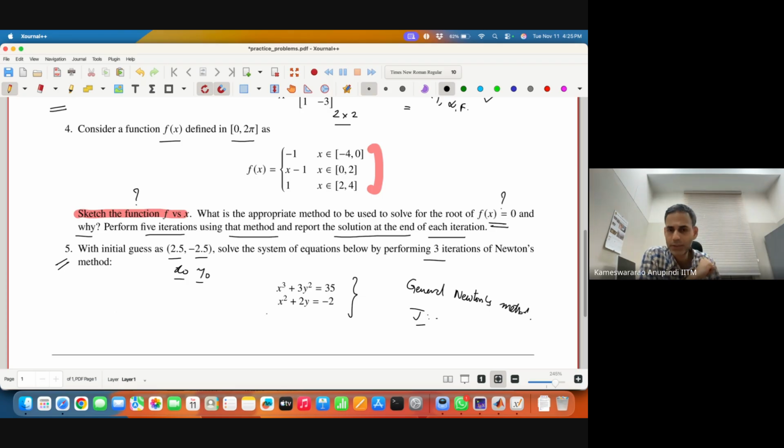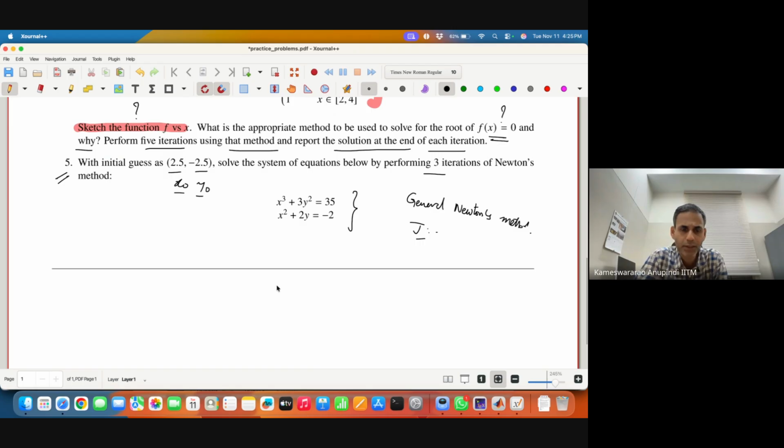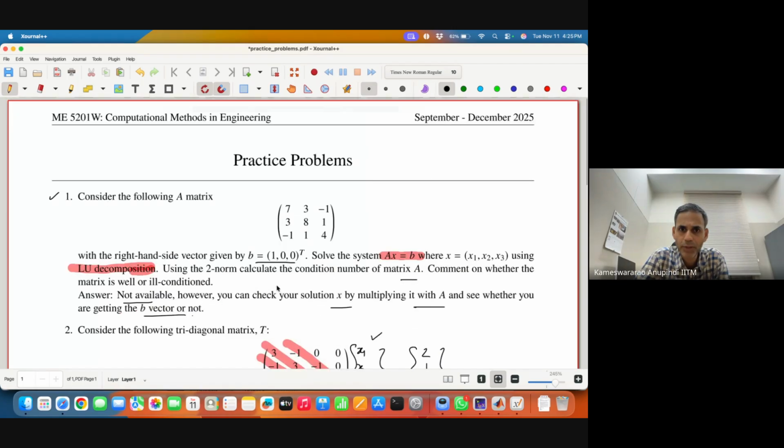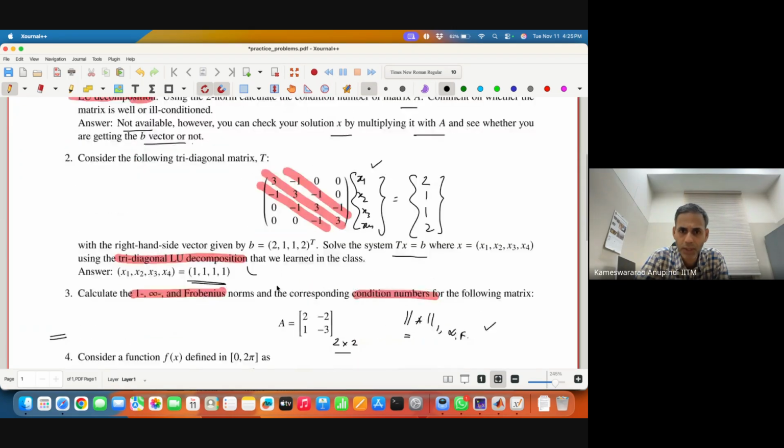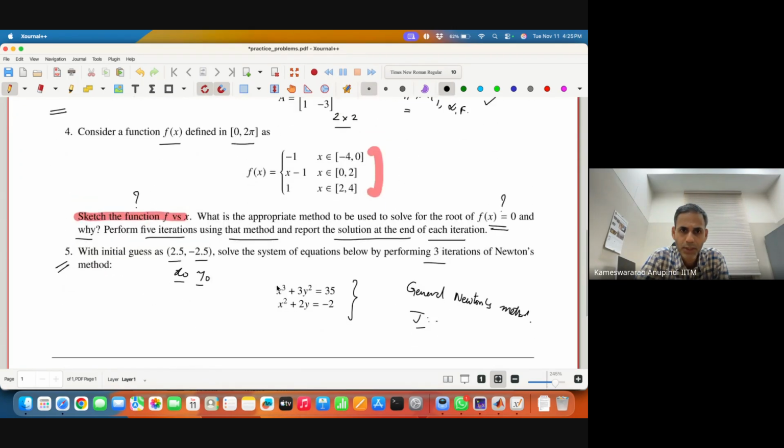We have done this thing. Yes. Okay. So I would suggest you practice all these. I think that will be a good preparation for the midterm exam. Okay. Any questions or any comments on this?